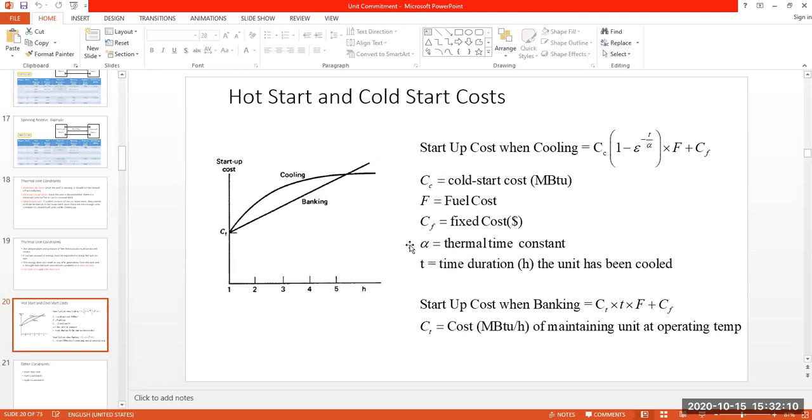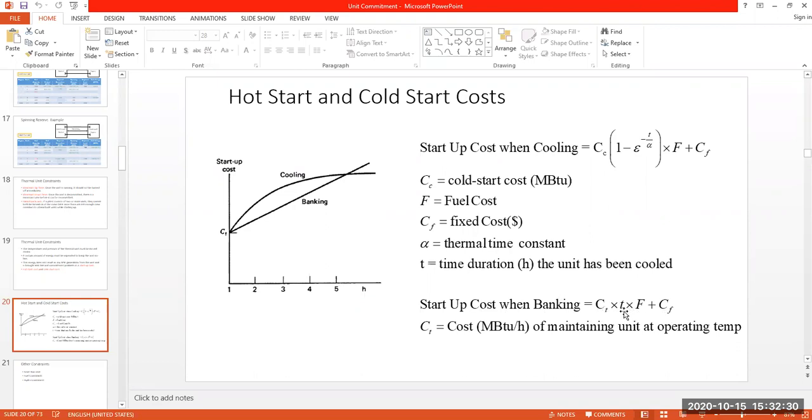Okay. So this is a simple formula at the bottom. Startup cost, when this is called banking. Another terminology for hot start is banking. So you have some fixed cost CF. This is simply y equals mx plus c, that sort of formula.